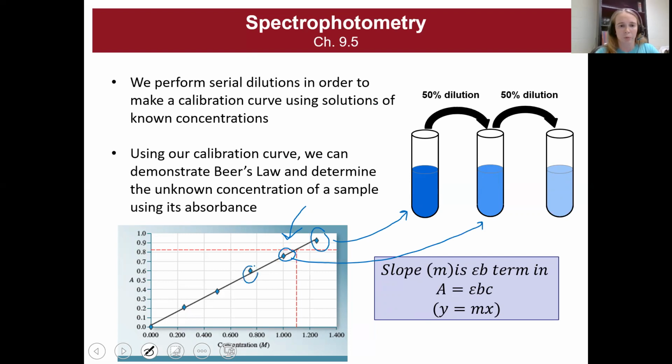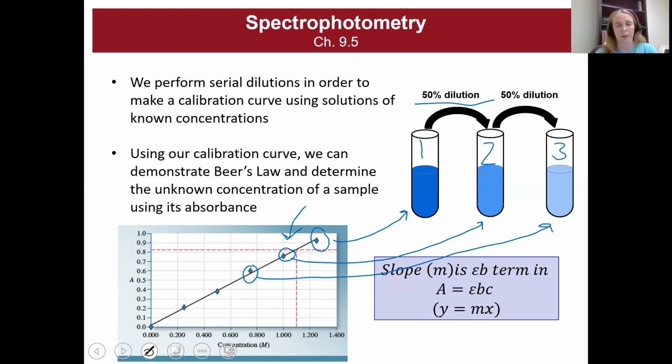So for example, these three solutions are made via serial dilution. We dilute the first one by half. So we add half of our solution and half water to get to solution number 2. This is 1, this is 2, and then we do it again.